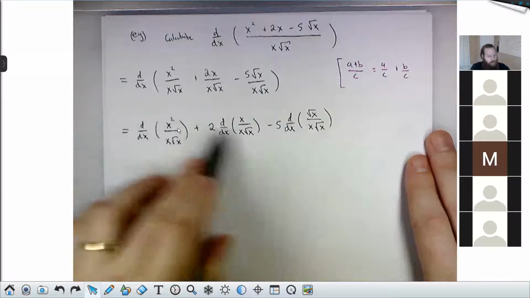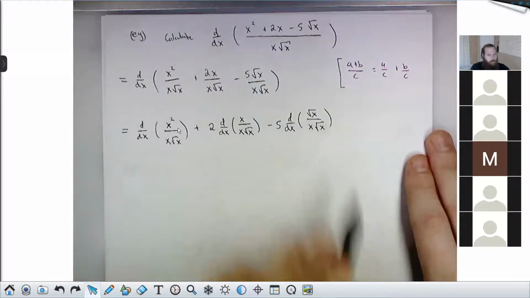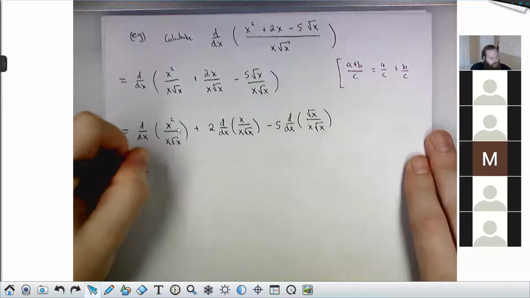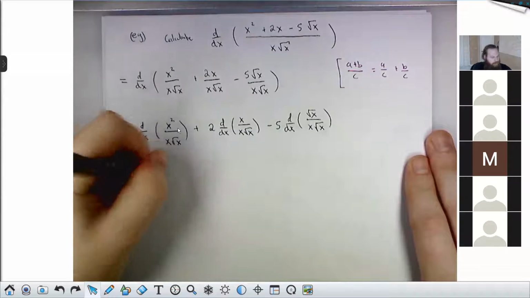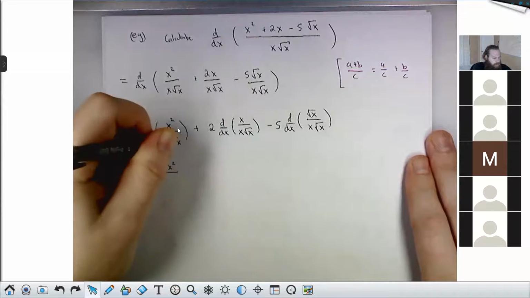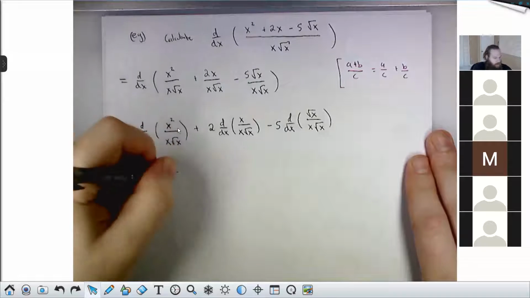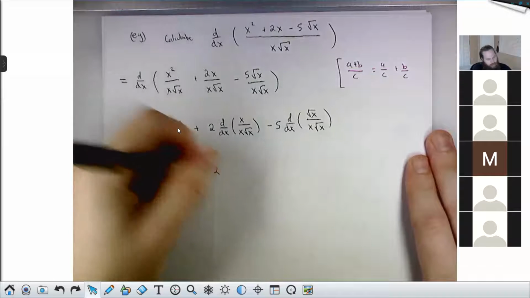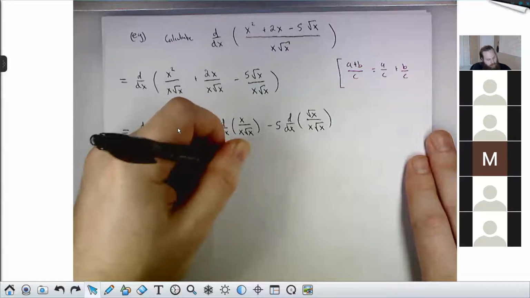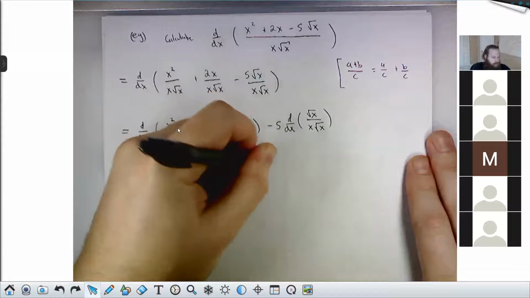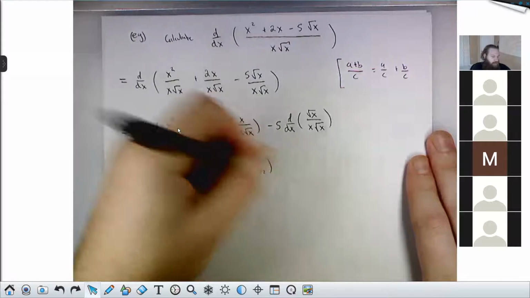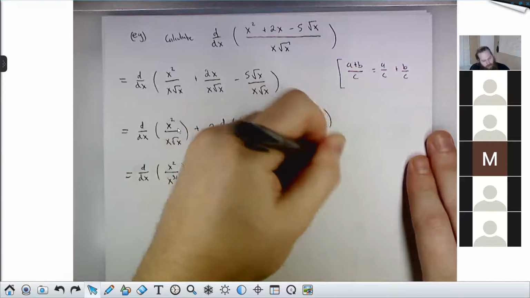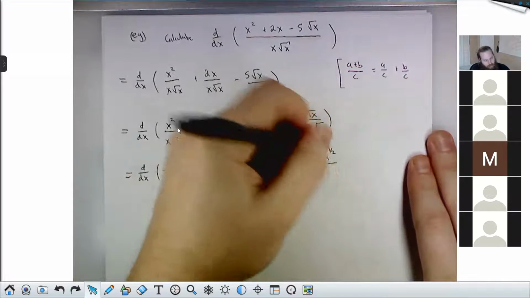But to handle this guy, I can just simplify each of these pieces into a power function. So we have to remember our rules for exponents. The top here, this is x to the 2, and downstairs here, this is x to the 1 times x to the 1 half, that's x to the 3 halves. So I'm still just doing algebra, still not doing any calculus yet. This is x to the 2 over x to the 3 halves, minus 5 times d/dx, x to the 1 half over x to the 3 halves.